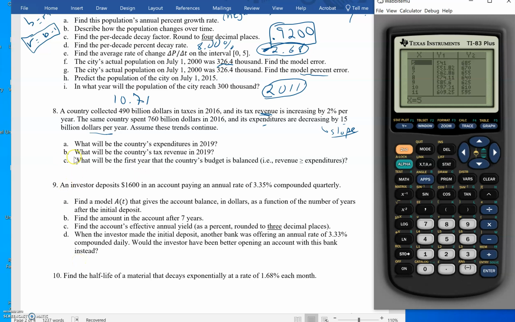Okay, so we were in the middle of part C on number 8, talking about the first year that this country's budget is balanced. And what I was saying was that right here between year 10 and 11 is when column Y1 exceeds column Y2, and so we need to include this in our X domain for the window. So right now my window is from 0 to 15, which is actually big enough, so I'm just going to use that and then do zoom fit with that window, and then we'll do calc intersect and find when these two functions intersect.